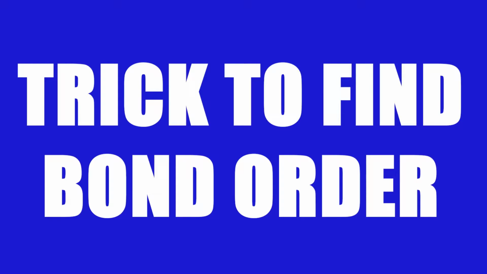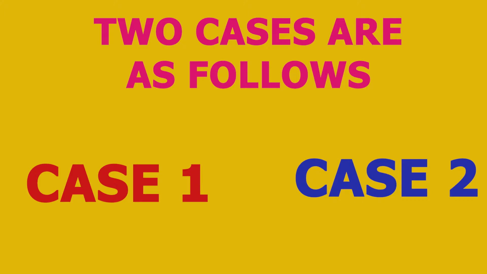What's up? Today I'm going to tell you an awesome trick to find bond order. So to find bond order, in the 12th board syllabus there will be only 20 electrons in an atom. So we can divide this into two cases. Case 1 will be an element having electrons 1 to 8 and case 2 will be an element having electrons 9 to 20. Let's get started.